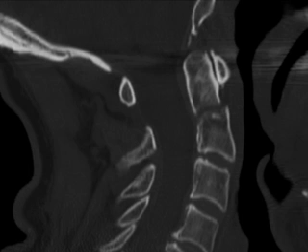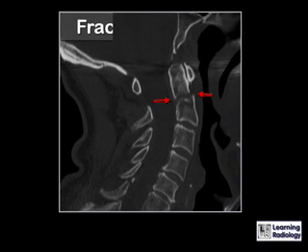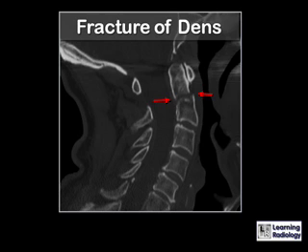There is a transverse lucency through the base of the dens. This is a fracture of the dens. The tip of the dens is displaced slightly posteriorly relative to the body.